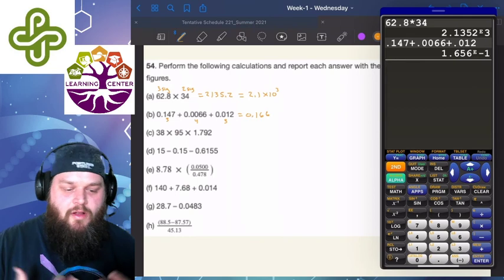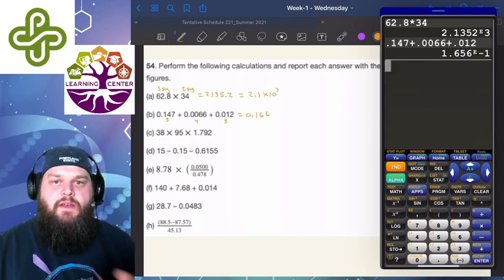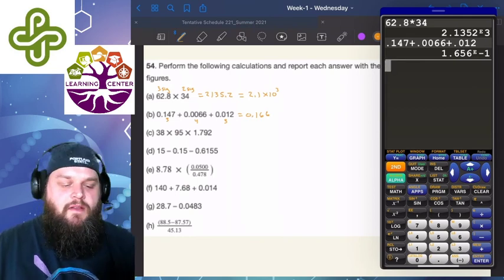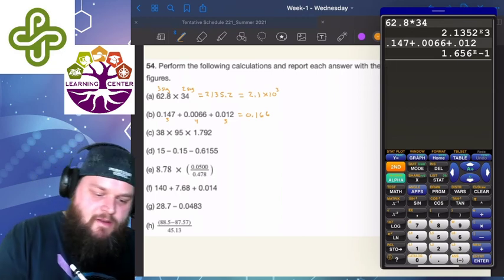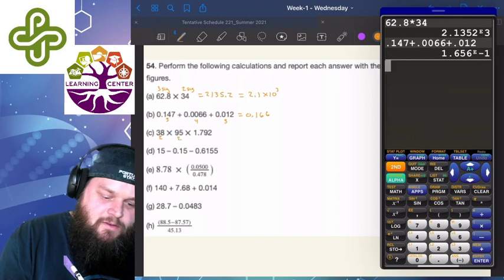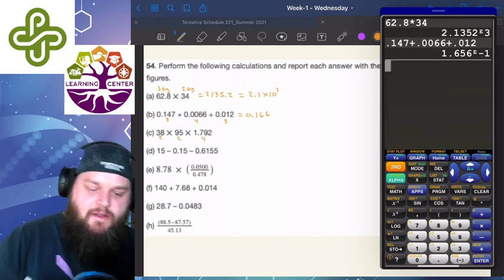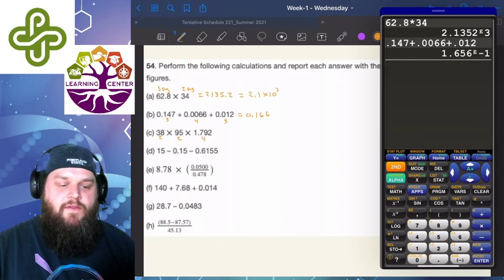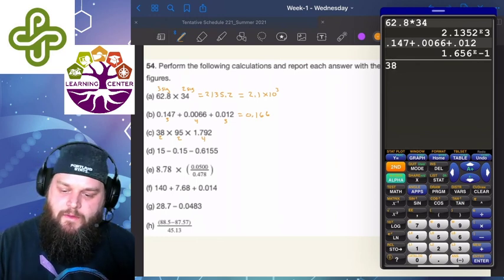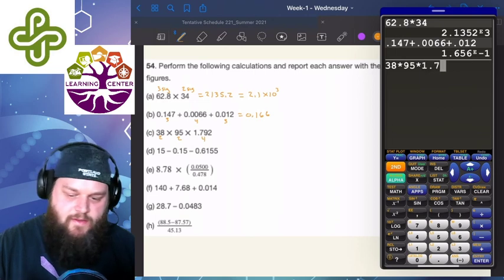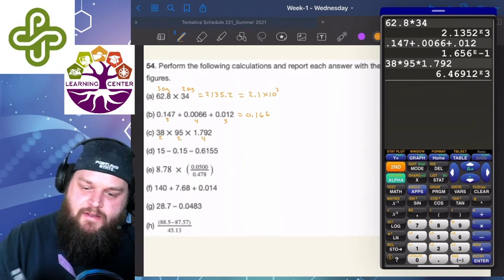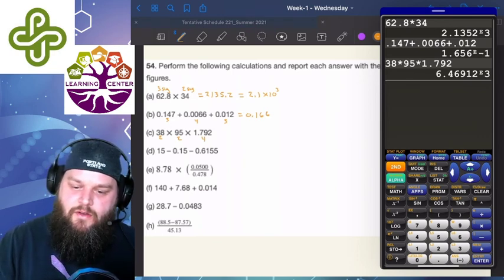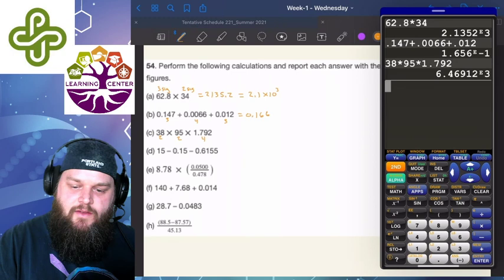The next one, it's all multiplication, so we're going to use the lowest value of sig figs. Not the lowest number, but the lowest number of sig figs that's on there. In this case, we have 2 sig figs, 2 sig figs, and 4 sig figs. So our answer needs to be in 2 significant figures. Doing the math, 38 times 95 times 1.792 is going to be 646.912, but we want 2 significant figures.